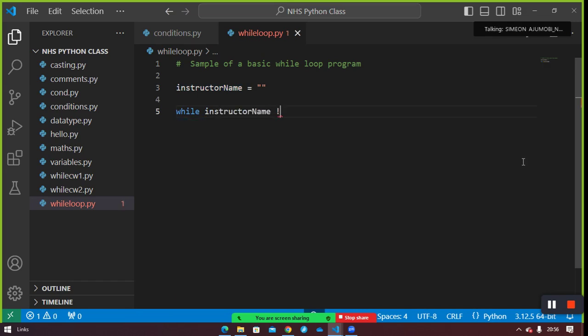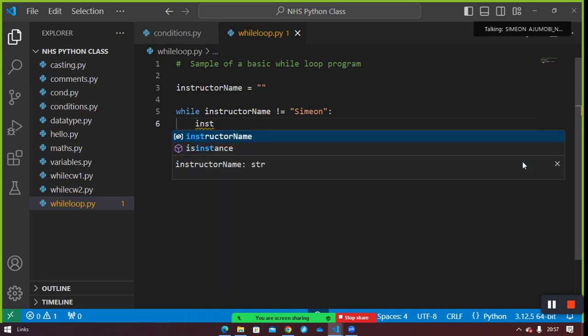as far as it is not equal to Simeon, that means if the person enters Ebuka, Daniel, Debbie, Tunde, Tope, it will continue to ask this question. Run this block of code. Okay, let me put then. Continue asking this question.